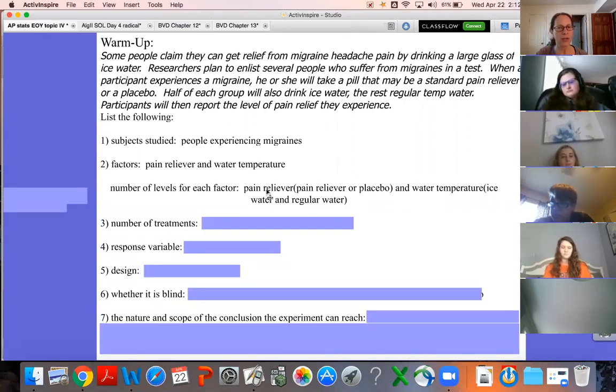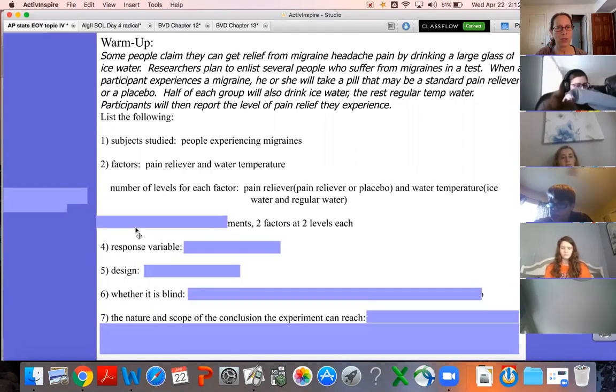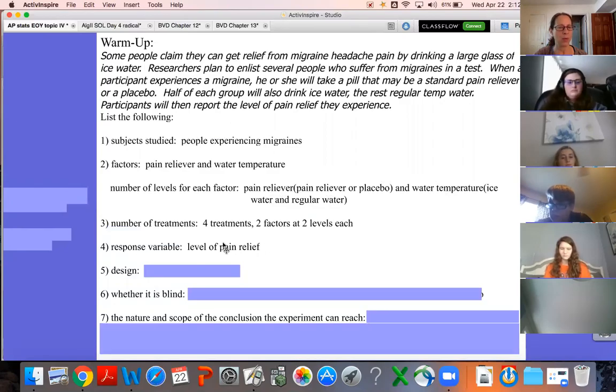So the factors are pain relievers and water temperatures, and their levels, how many levels within that factor, are this and this. So when you do number of treatments, you usually multiply the levels together. I have 2 levels of pain reliever and 2 levels of water temperature, so I should get 4 treatments. And the response variable is their level of pain. So whatever we're measuring is how much pain you feel after we've done one of these 4 treatments.